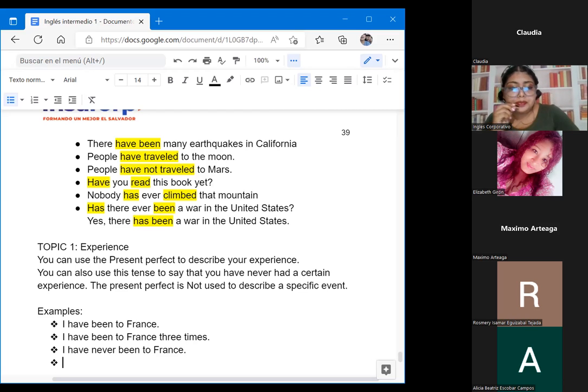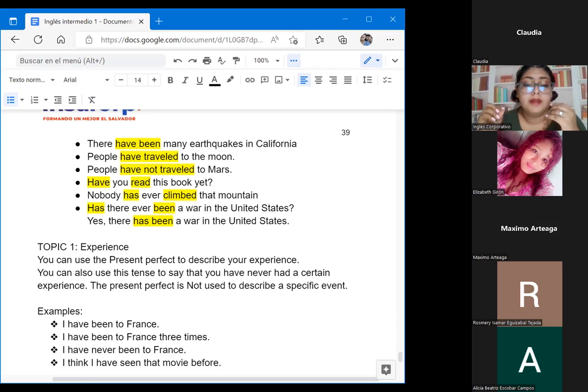Then we have another example, and this one says, "I think I have seen that movie before." In this sentence, we don't need to think a lot about the meaning, because we are talking about the experience of seeing that movie. So we have seen that movie, so we have experienced that situation. It is not very complicated to understand the meaning of this. Then we have three more examples, and then we are going to see topic number two.